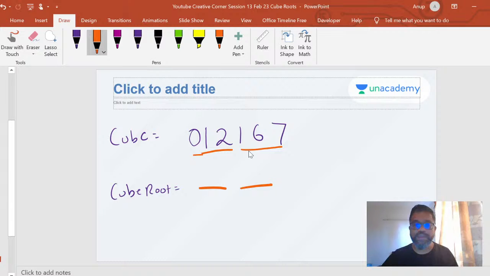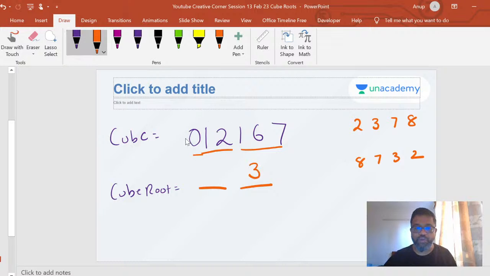Now see this last group, 167. What is the last digit? 7, right? So remember when I told you, when it is 2, 3, 7 and 8, the last digit of the cube root will be 8, 7, 3 and 2. So when it is 7 in this case, you know that the last digit will be a 3. So one digit is over.